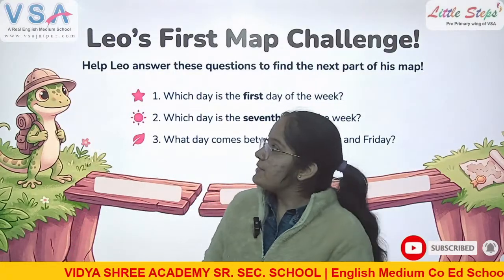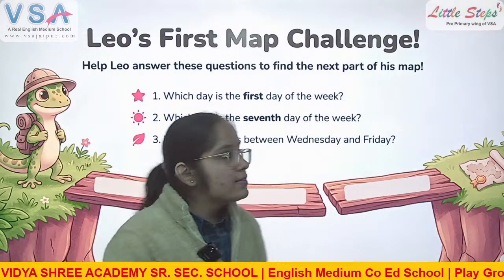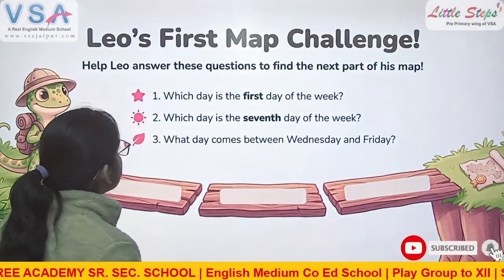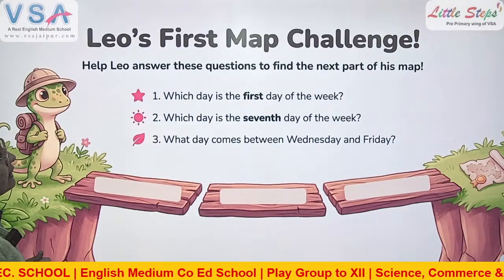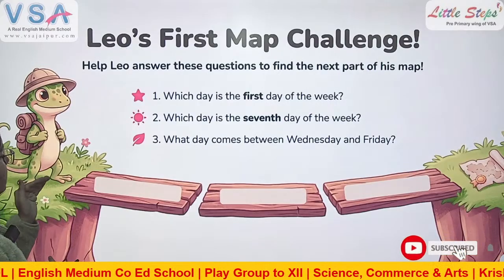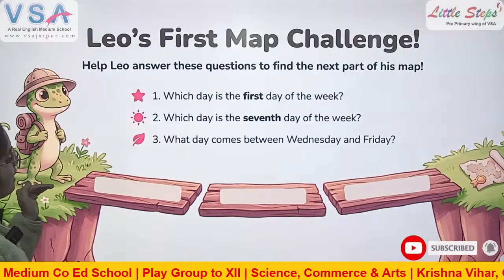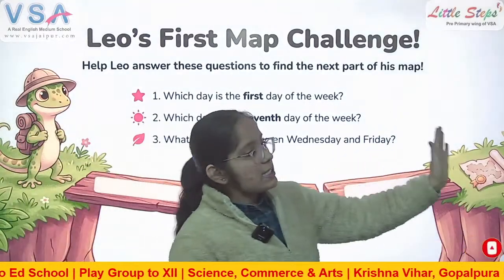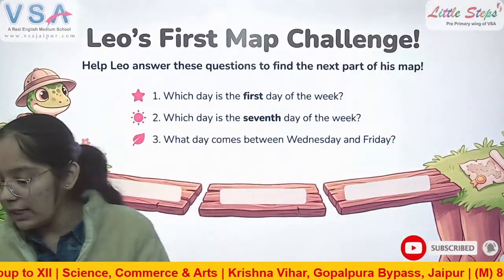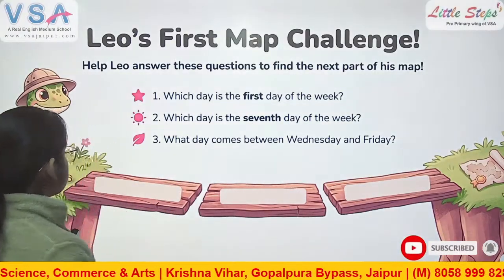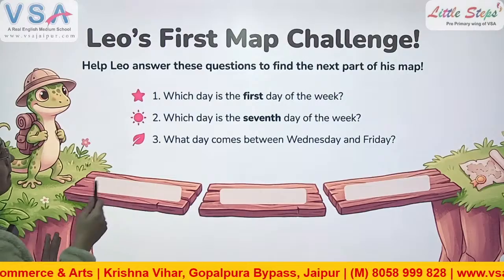Okay, now we have some questions. Leo's first map challenge. This is the first challenge that Leo has. Help Leo answer these questions to find the next part of his map. हमें लियो को हेल्प करनी है that he passes the bridge and moves to the next part of the map. हमें लियो की क्या करनी है? हेल्प करनी है बेटा. Okay. So first question, we have to answer these questions so that he can pass the bridge.